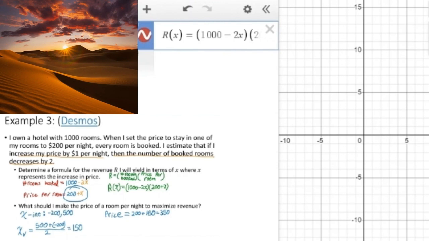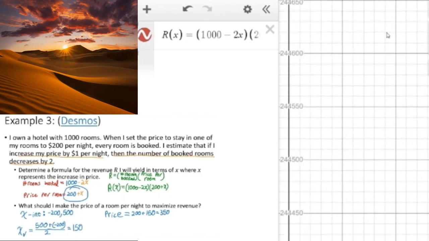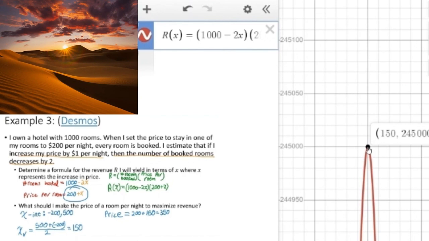If we do want to check that we got the correct x, we can go through the graph with our revenue function typed in. We get that our vertex is the point (150, 245,000). 150 representing how much I should increase my price per room. 245,000 would represent what my maximum revenue would be.